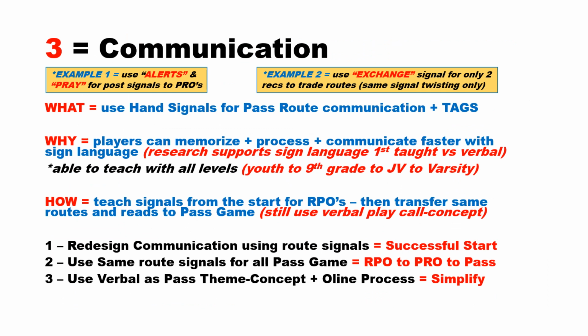The third way to simplify your pass game is how you communicate. A couple examples we gave you again was using the alerts and pray to turn our RPOs into PROs, meaning pass first, essentially a quick pass game. Second, we use the exchange signal where we're going to go with the same concept, but with the twisting action of the signal, we're going to have two receivers trade the routes. This gives the defense a different look, but same read progression for the quarterback and the same verbal cue for the O-line.